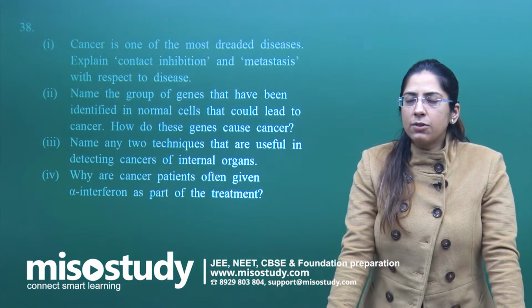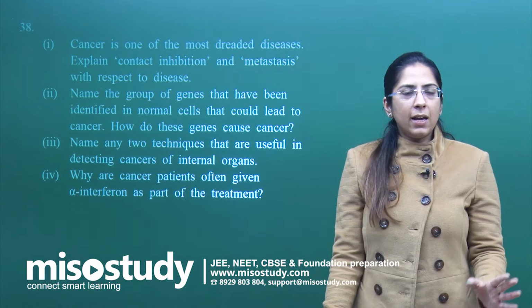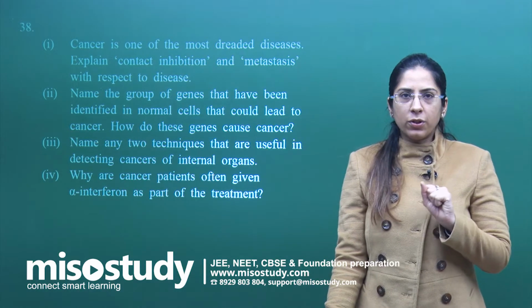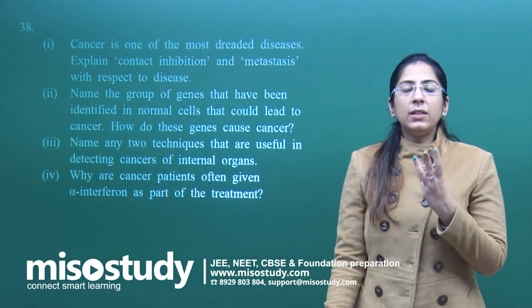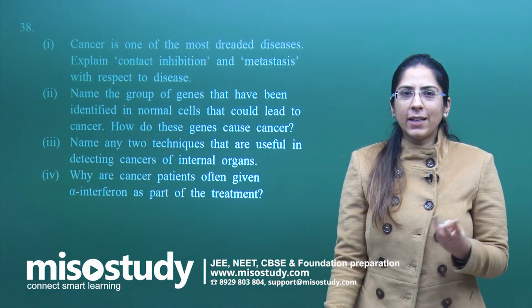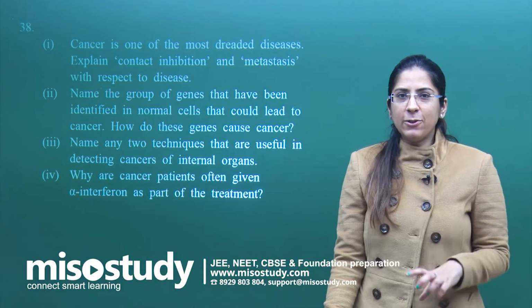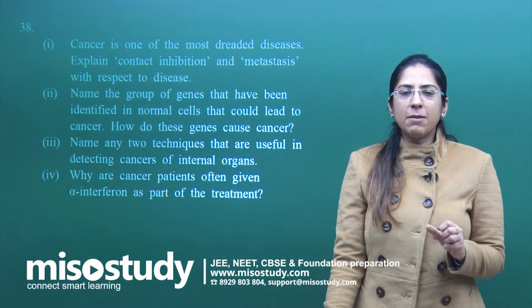Human Health and Disease is a very, very important chapter. Various diseases can be asked in a 5-mark question, such as AIDS, malaria, and cancer. These 3 should be in your pockets. I don't mean to say that these diseases should be in your pocket. I mean to say you should have a thorough knowledge, and that knowledge should be in your pocket.